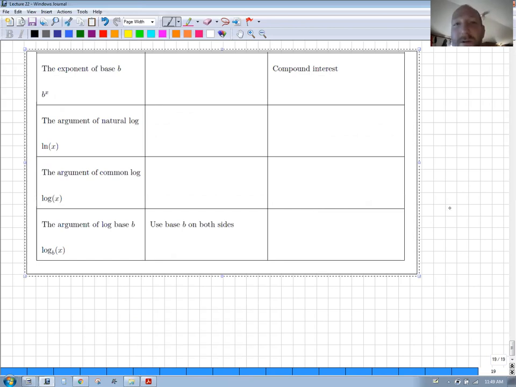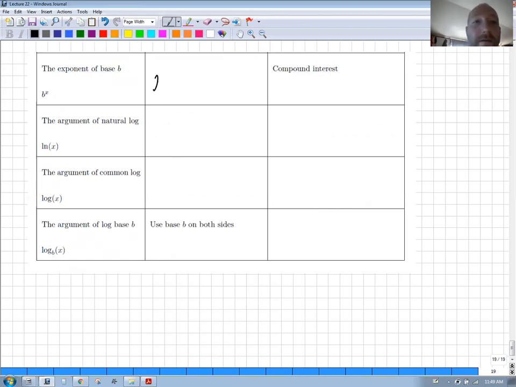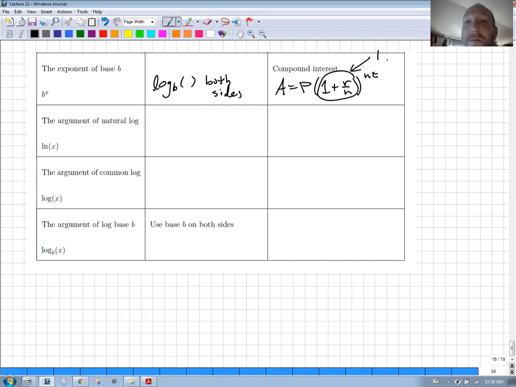All right, exponent of base b: take log base b of both sides. So yeah, you see that in compound interest because you have amount equals P times 1 plus r over n to the nt. In this case, they're calling this b.